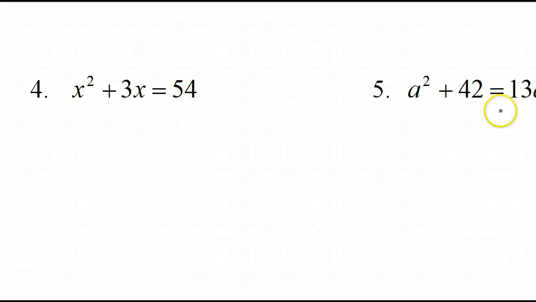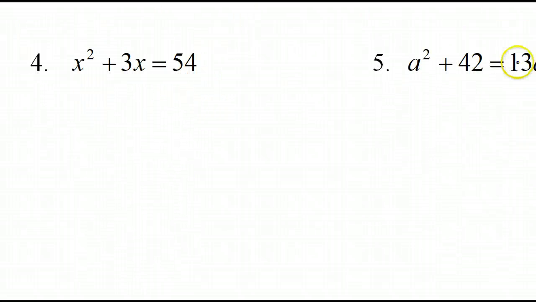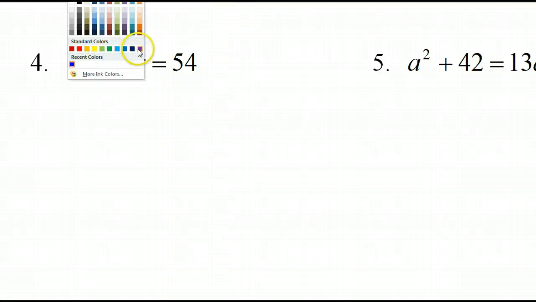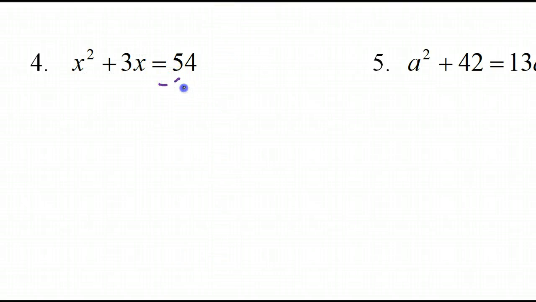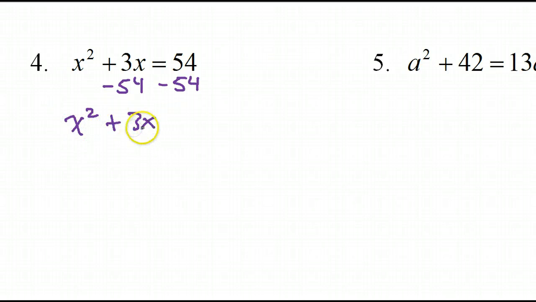So on this one, we will have the extra step of subtracting 54 from both sides. So I would just do that if I were you. So minus 54 minus 54. So when you rewrite this, you're going to have x squared plus 3x minus 54 equals 0. All right, just put these next to each other. Now let's go ahead and factor it.